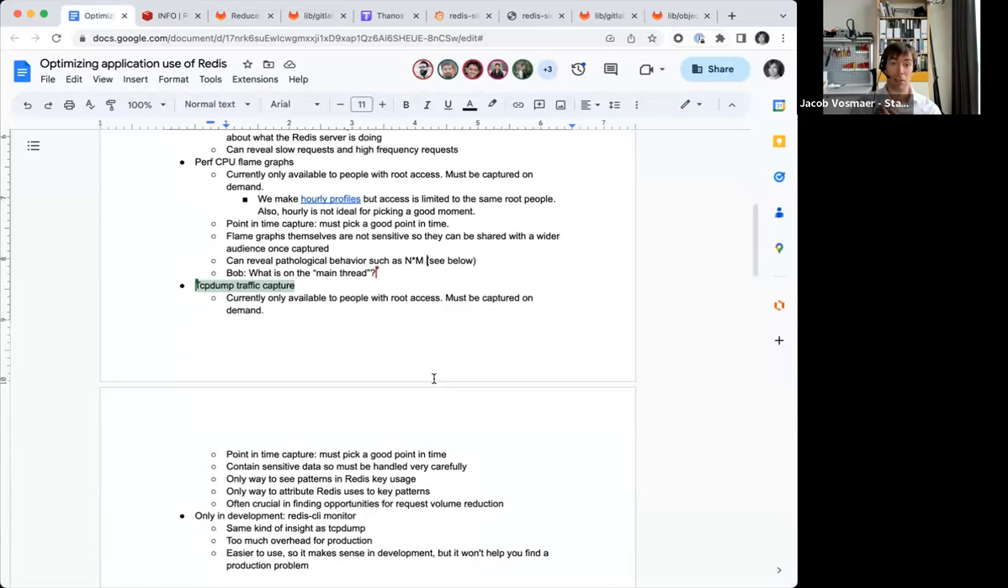Then next up is tcpdump traffic capture, which is super, super useful. But again, it's only there for people with root access. You need to do it on demand. And it contains sensitive data because you're basically seeing everything that goes in and out of the Redis server.